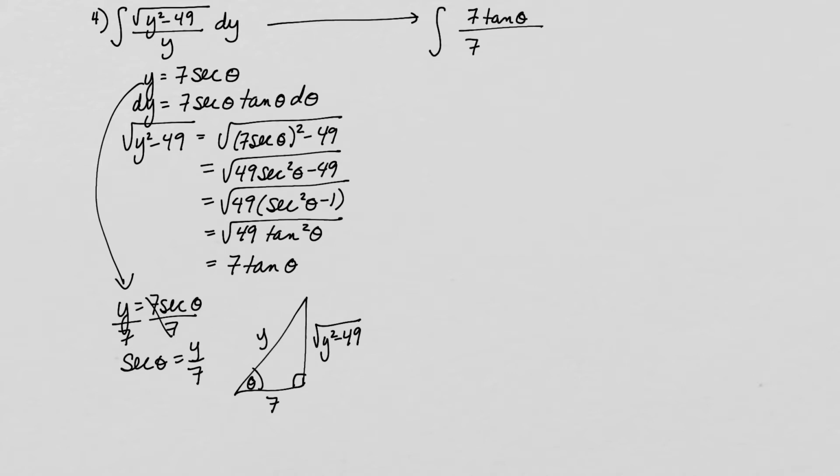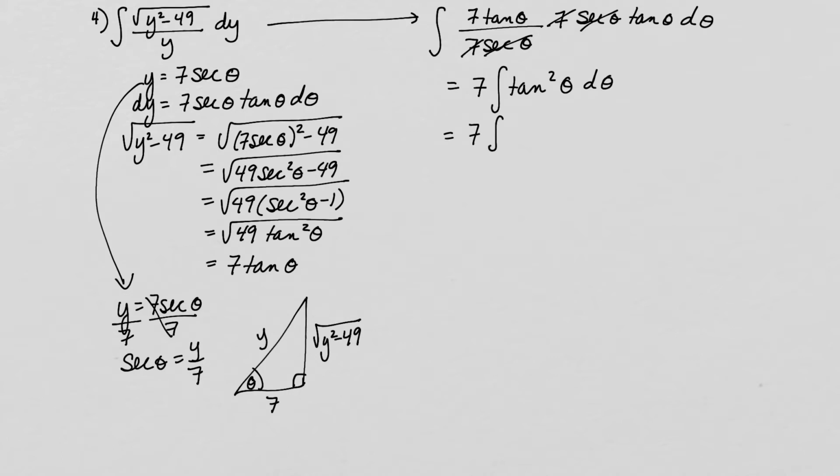And so now if I plug into my integral, the square root turns into 7 tangent theta, the y is 7 secant theta, and then the dy is 7 secant theta tangent theta d theta. So the secants cancel, the 7s cancel, and I can factor the 7 out. I have 2 tangents on the top, so I have tangent squared theta d theta. And then I can't integrate tangent squared, but I can replace tangent squared with secant squared theta minus 1, and I can actually integrate both of those.